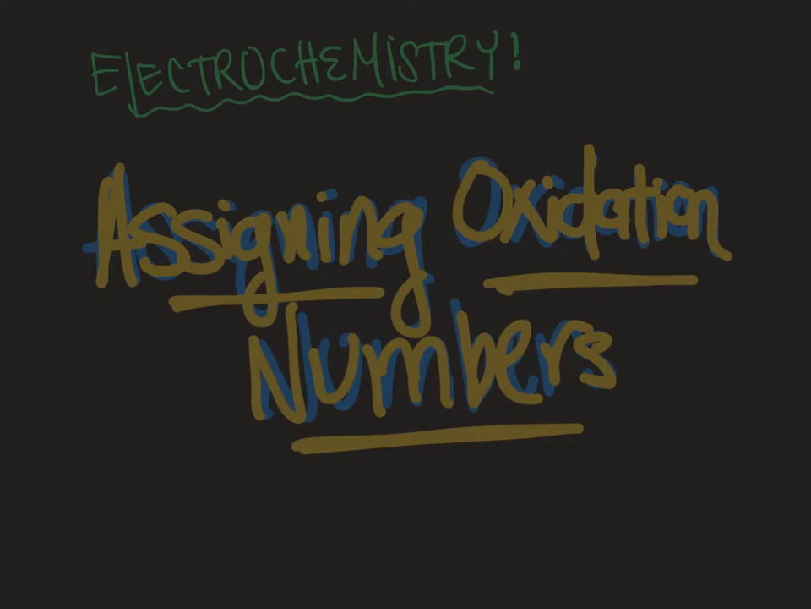Right, so let's talk a little bit about assigning oxidation numbers. This is the foundation for basically all of electrochemistry when it comes to what's a redox reaction, where reductions are happening, and where oxidations are happening. Knowing these rules is really important, and being able to look at an element or a polyatomic and just know what the oxidation numbers are is very important.